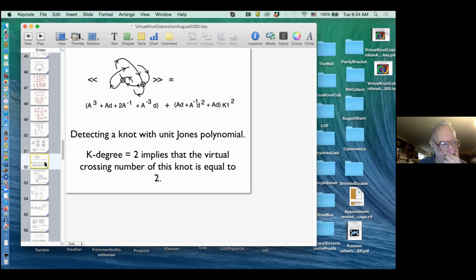But there's more about this invariant. For example, you can ask, what about the number of virtual crossings in the diagram? And it turns out that a lower bound for the number of virtual crossings in the diagram is the K degree. In this case, the highest degree that the K's can produce is 2. The K degree in general is the degree of the K_i, like you might have a K2, and that would be of degree 2, and then you look at its powers. So the K degree gives a lower bound on the virtual crossing number.